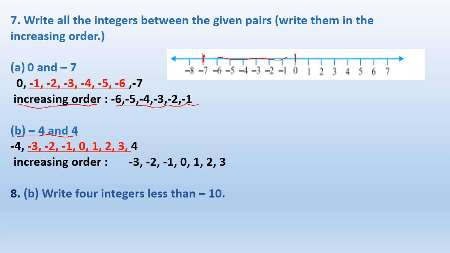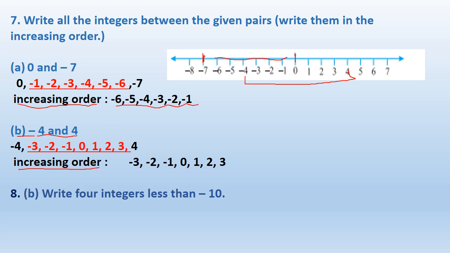No sign is there, means here is the plus. Minus 4 and 4. See now, where is minus 4? Here. And plus 4 means in this direction, plus 4 here. Now in between this, minus 2, minus 3, minus 1, 0, 1, 2 and 3. So in increasing order we have to write.